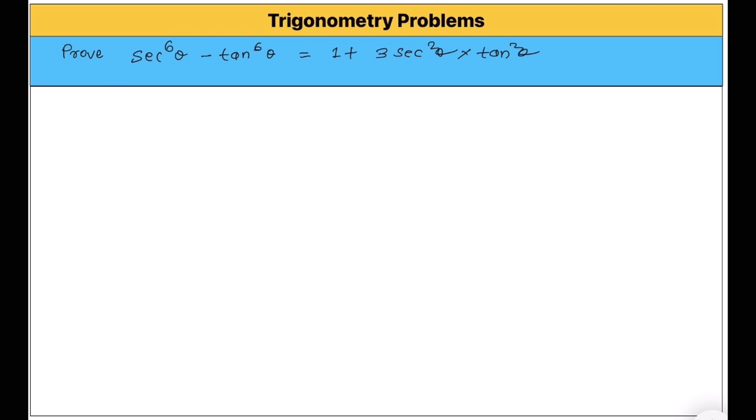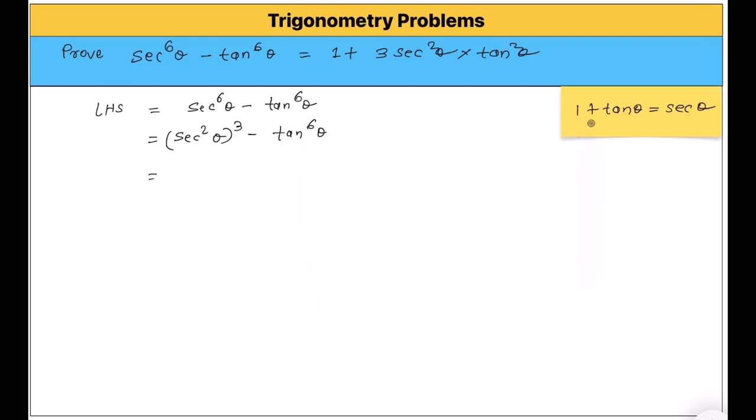We have to prove sec raised to 6 theta minus tan raised to 6 theta is equal to 1 plus 3 sec square theta into tan square theta. Let's take LHS. Sec raised to 6 theta minus tan 6 theta. We simplify it as sec square theta raised to 3 minus tan raised to 6 theta. Now we have already seen 1 plus tan square theta is equal to sec square theta. Instead of sec square theta, we get 1 plus tan square theta bracket cube minus tan raised to 6 theta.